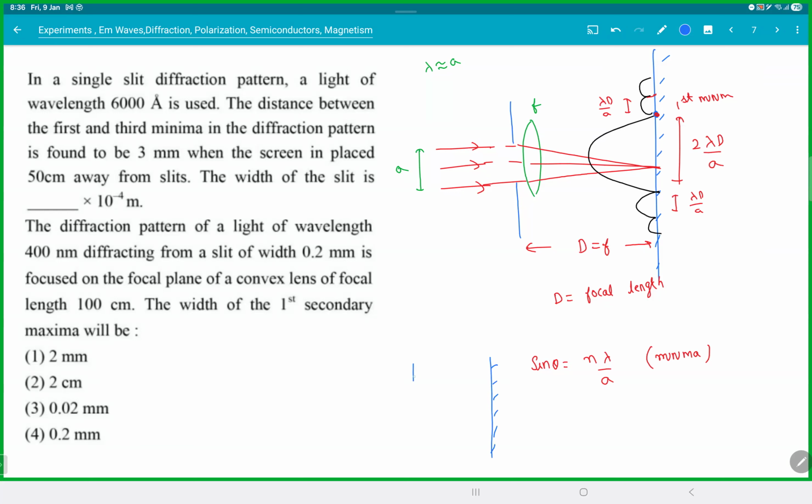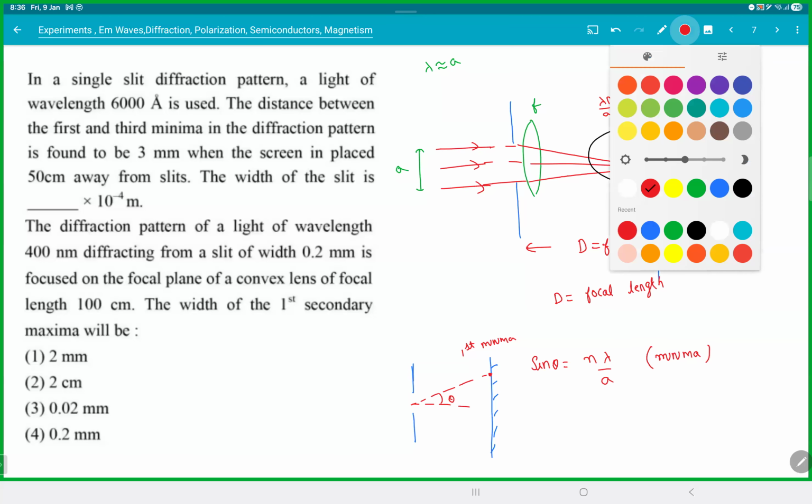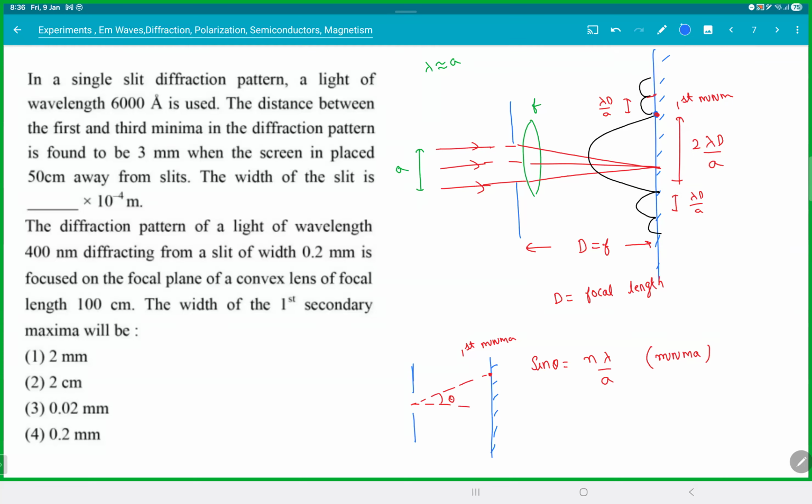There's also something called Fresnel distance, d square by lambda. So you should know that. Check it out in case you don't remember. This is your minima position, sine theta is equal to n lambda by a. And the intensities are not equal. And then there are even more points. If you see in diffraction, there are like 6 or 7 points. First, lambda is equal to a for better diffraction. Second, the central fringe is 2 lambda D by a. Third, sine theta is equal to n lambda by a for minima, n is equal to 1 for first minima.